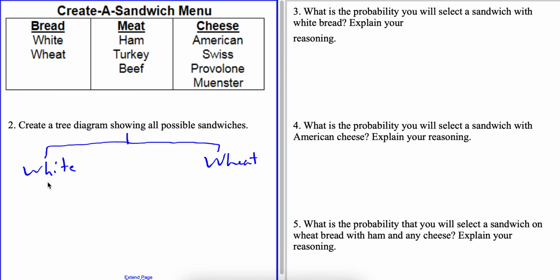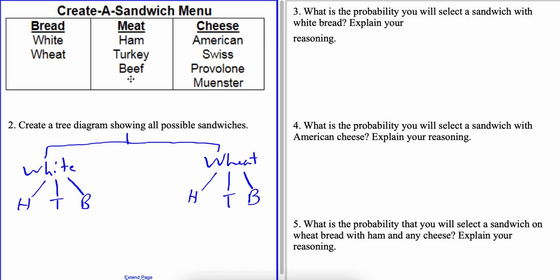With those white and wheat, we have 3 meats. I may just run out of space, honestly, but we'll see what we can do. I'm just going to use letters. We have our hams, our turkeys, and our beefs. Again, over here, if we had wheat, we'd have ham, turkey, or beef.